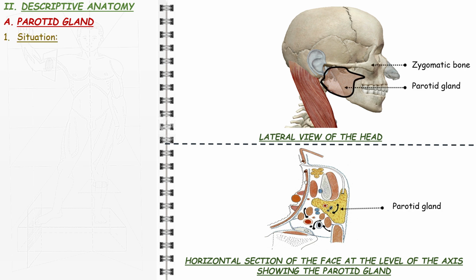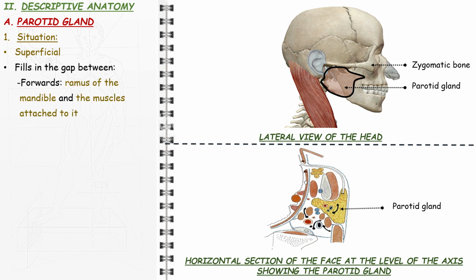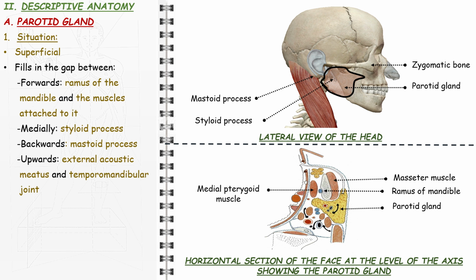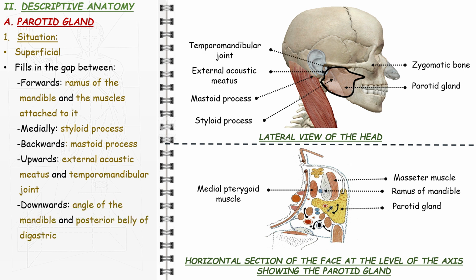It fills in the gap between, forwards, the ramus of the mandible and the muscles attached to it, medially, the styloid process, backwards, the mastoid process, upwards, the external acoustic meatus and temporomandibular joint, and, downwards, the angle of the mandible and posterior belly of digastric muscle.